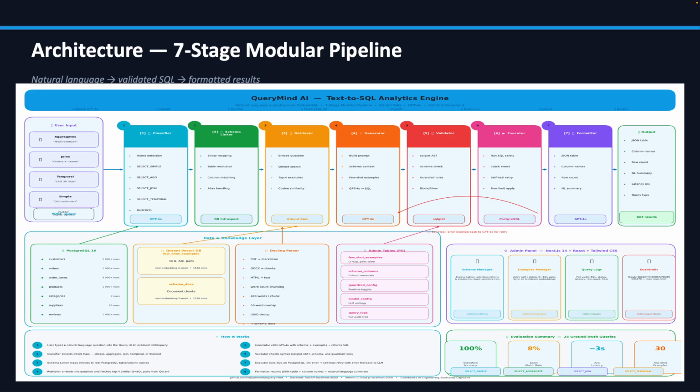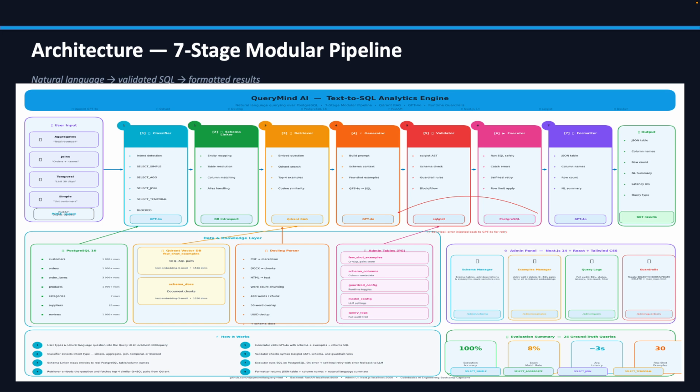The architecture. The core of QueryMind is a 7-stage modular pipeline. Let me walk you through each stage. Stage 1, classifier. Detect the intent of the question. Is it a simple SQL select, an aggregate with a group by, a multiple table join, a temporal query, or something that should be blocked entirely?